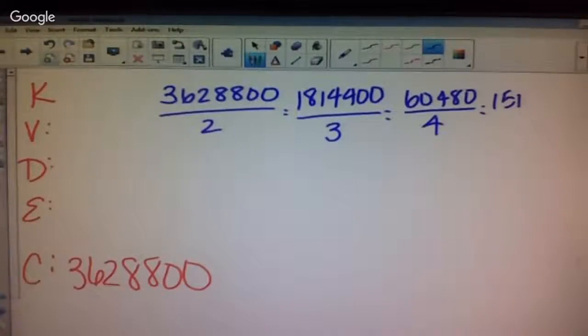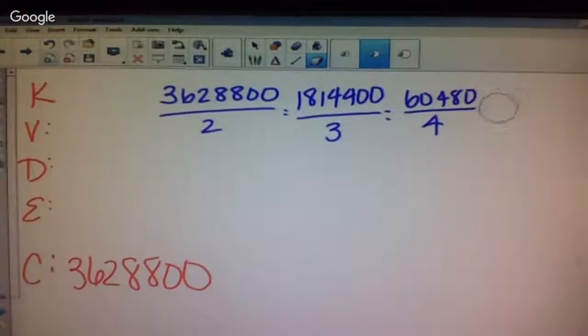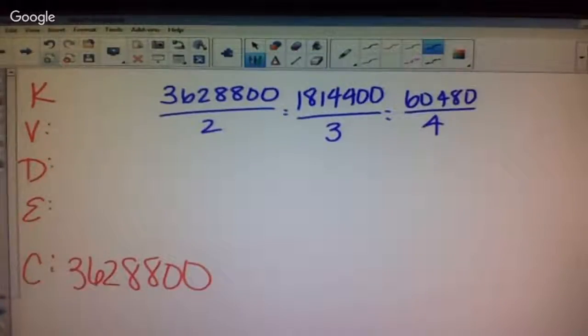That's too big. Or did I miss a 0 in here? Yeah, you're missing a 0. Should that be 800? Yes, I'm missing a 0. All right, so now this is 151,200. Okay, I was just looking at it weird because I was missing a 0.